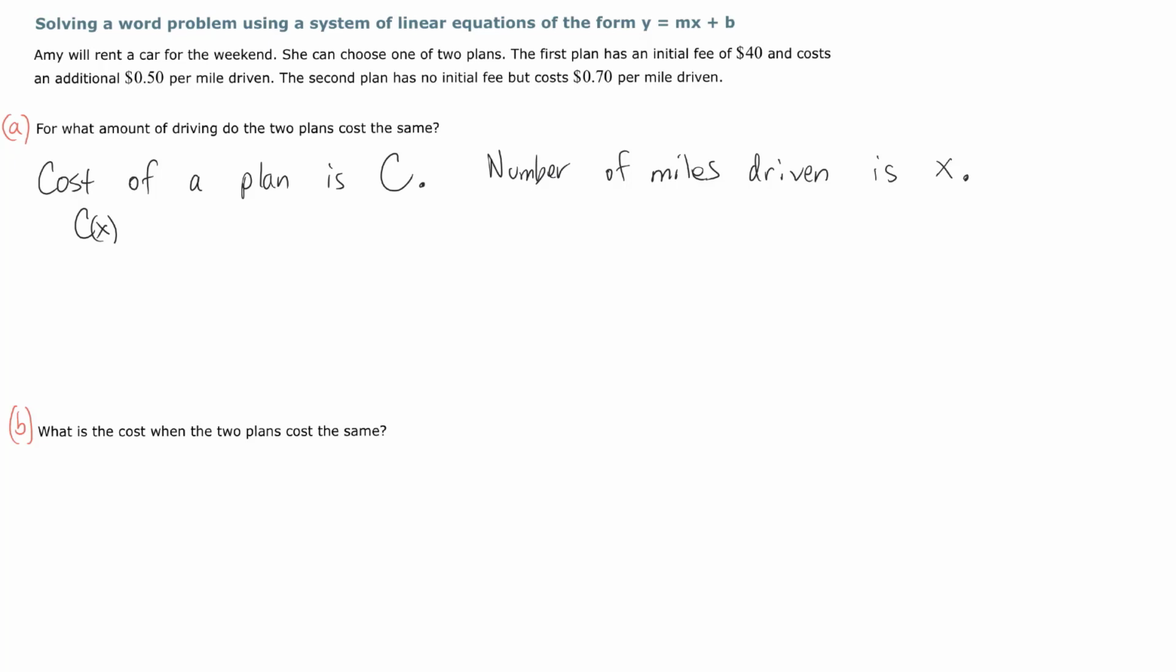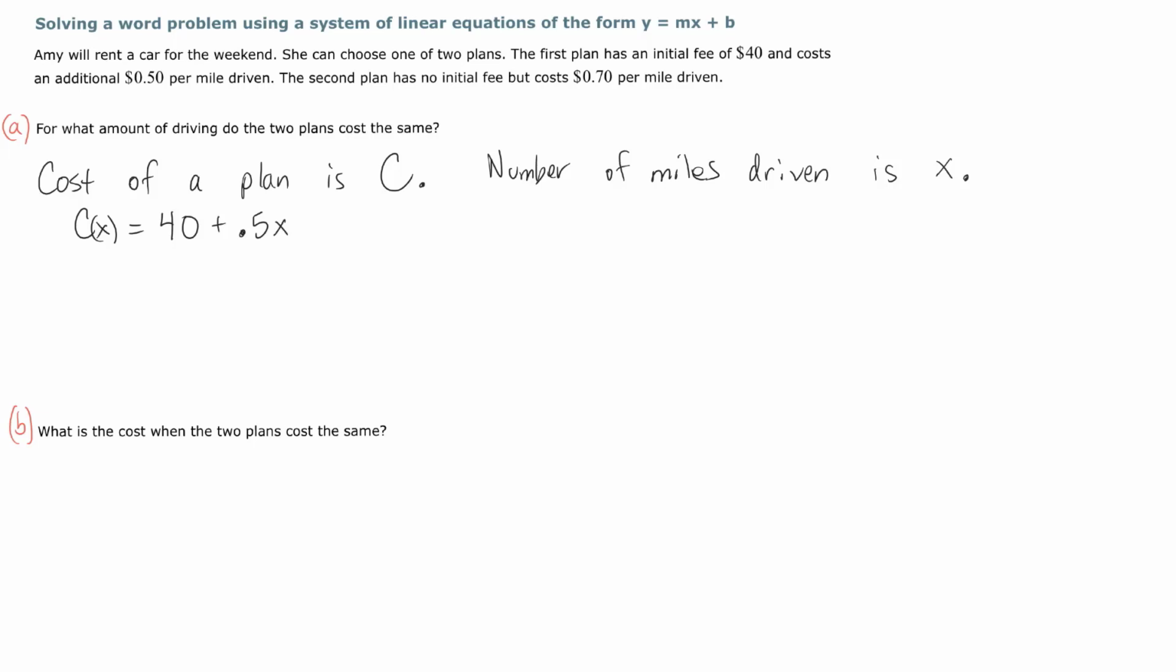c of x is equal to, let's go back and read the problem. Let's see what the first plan says. The first plan has an initial fee of $40 and costs an additional 50 cents per mile driven. So that's simply a fixed cost of $40 plus 50 cents per mile driven. So that's half an x, or 0.5x, 0.5 times x. Because remember, x is the number of miles, right? If you driven 3 miles, then you multiply 3 times 0.5 and you get $1.50. So that really makes sense.